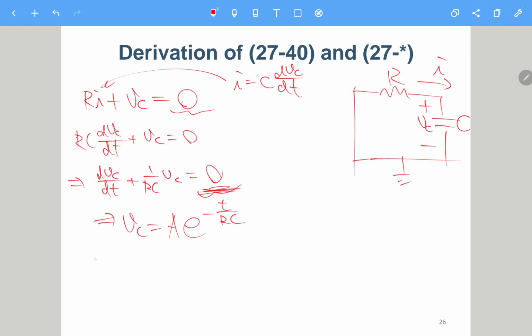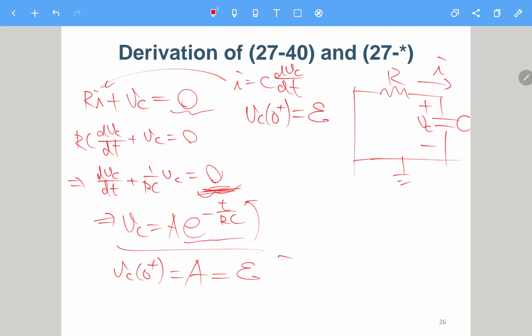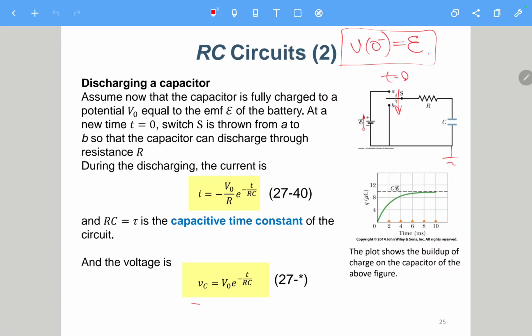Okay, so in that case, we know VC0 plus should be E. So let's plug in: VC0 plus is A, because when we plug in 0, the exponential is 1, and then it is equal to E. So finally we get VC equals E times exponential to negative t over RC, which is actually the same as this one, or maybe you can just call it V0 rather than E. And of course you can just use I equals C dVC dt, and then you plug in this one to here, then you will get this expression.